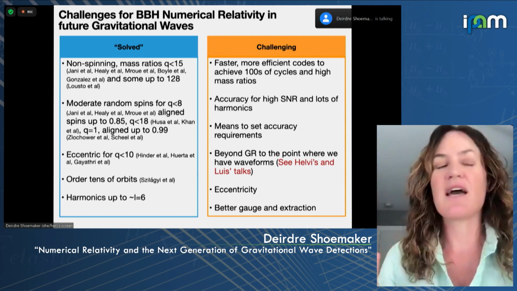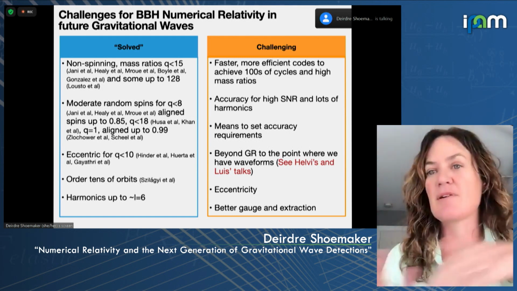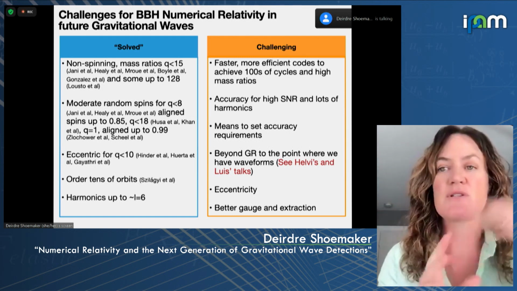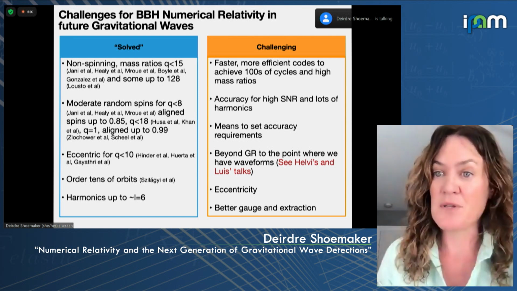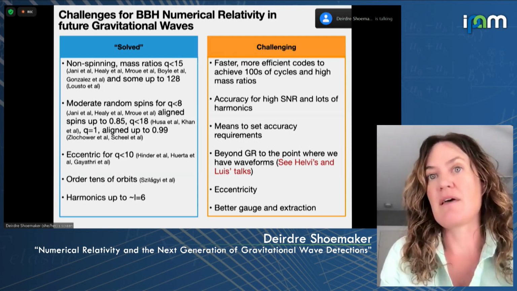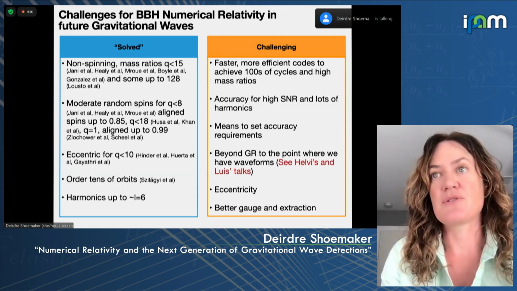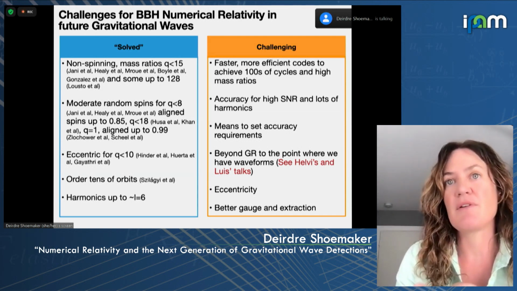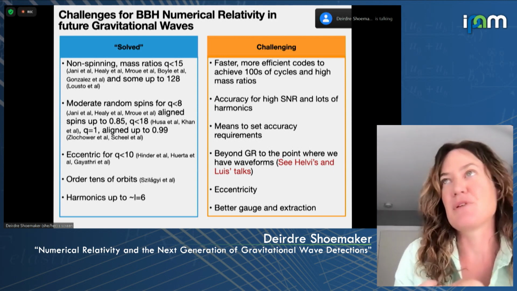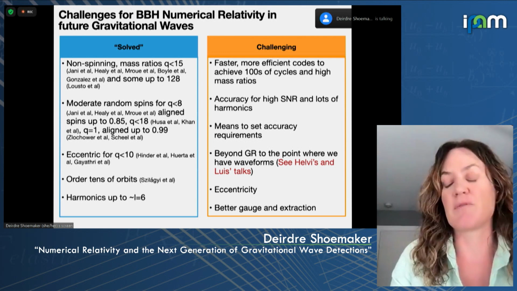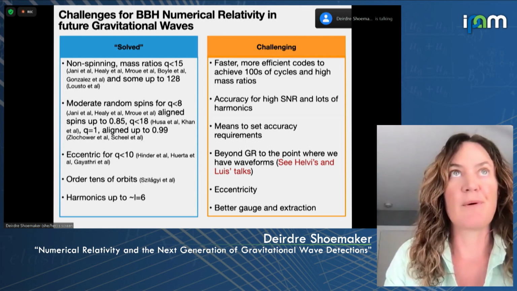And that slide I had earlier, I was like, kumbaya, numerical relativity. We can use different formulations, different gauges, we all agree. Is that going to hold up as we go to this much more accurate situation? We have to study that, and people are, and it's been very interesting. And I already talked about Helvi and Luis's talk later in the week, but it's really exciting to think of what we can do for beyond GR as we move forward.